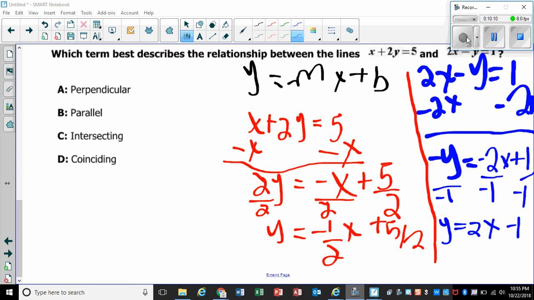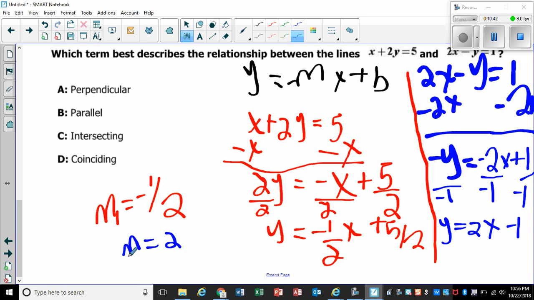All right, as you can see, I did the problems in y equals mx plus b form. The red one is the first equation, and the slope for the red one is negative 1/2. If you look at the blue one, the slope for the blue one is positive 2, right? So what is the relationship between the two? Are they perpendicular or parallel? They're negative reciprocals of each other, so it's going to be perpendicular lines.